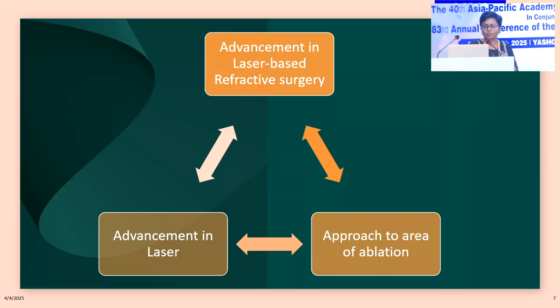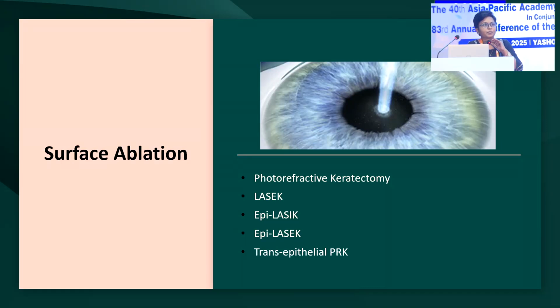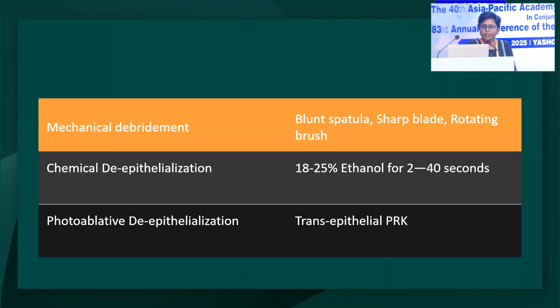So if we talk about approach, obviously the first would be surface, because that is easily accessible. So we have multiple types like PRK, LASIK, EPI-LASIK, and trans-PRK. Not necessarily they have been invented in the same chronological order. But the idea here is to remove the epithelium and apply laser. This removal of epithelium can be achieved in multiple manners, be it mechanical, chemical, by using alcohol, or photoablative epithelialization, that is by using the same excimer laser.